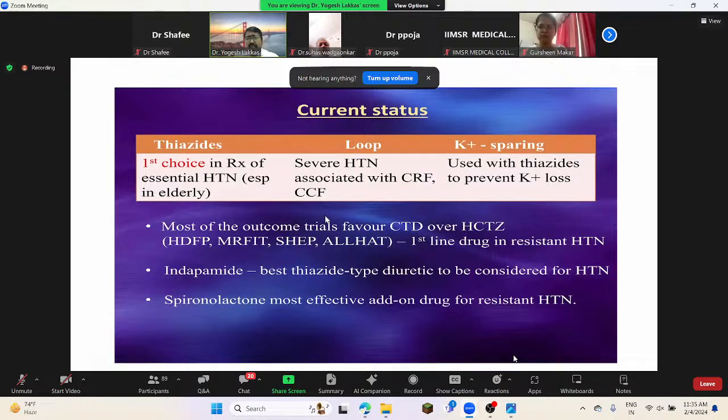Loop diuretics have importance in severe hypertension associated with CRF and CCF. Potassium sparing diuretics we already discussed. Aldosterone is very important, and its inhibition is very important in the treatment of hypertension.